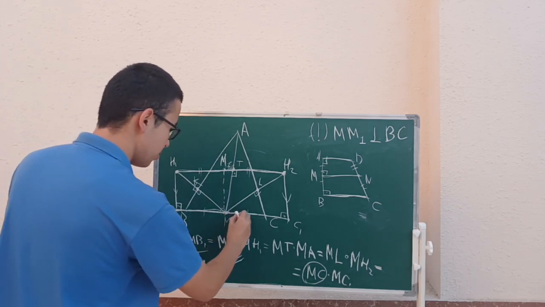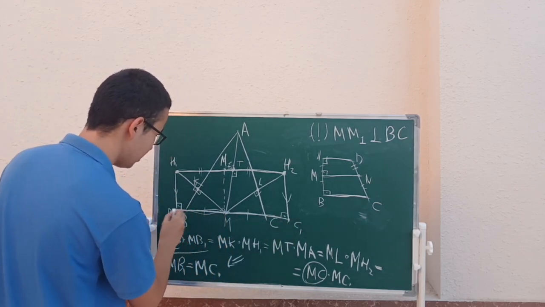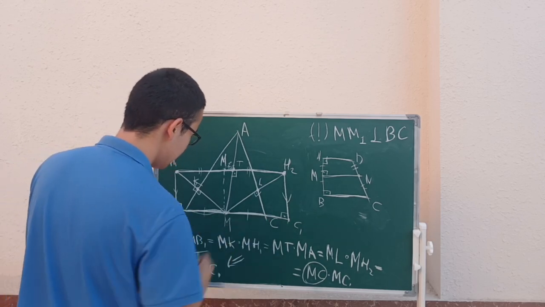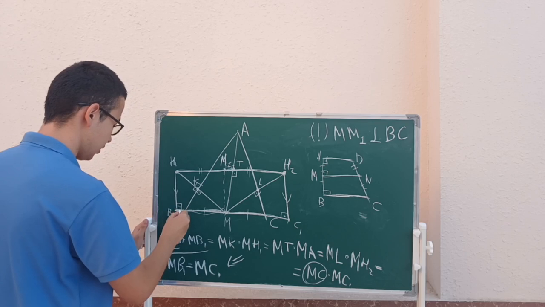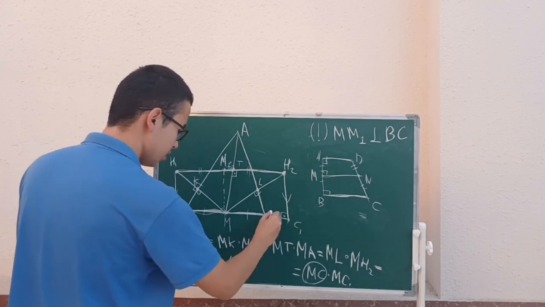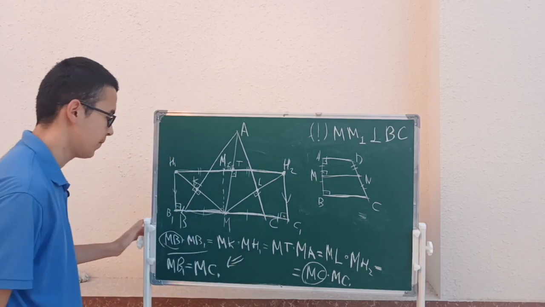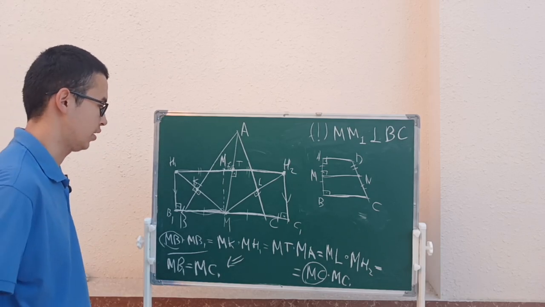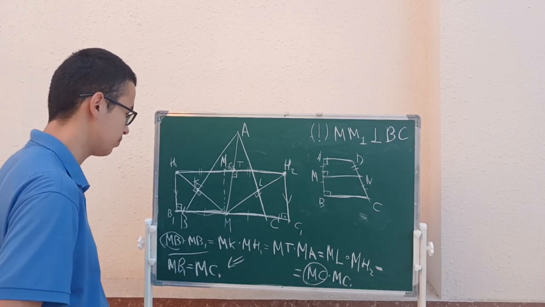So we know that MC1 is equal to MB1, and because MB is equal to MC, we can see easily that B1B is equal to CC1. So we are done. I think that it's a very cool and beautiful math problem.